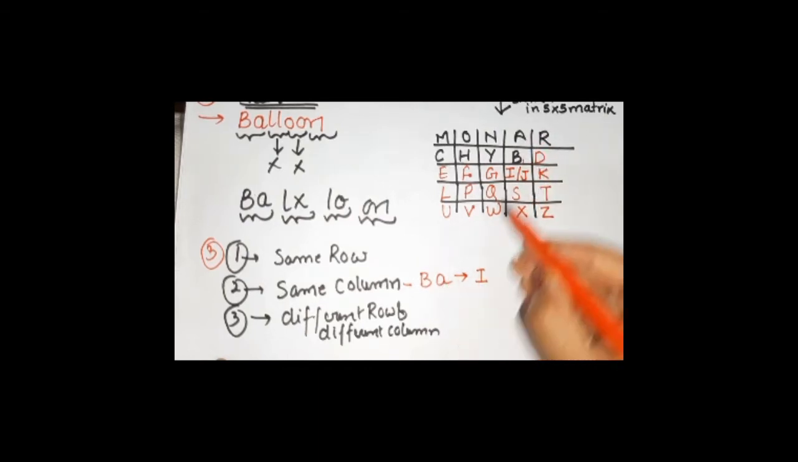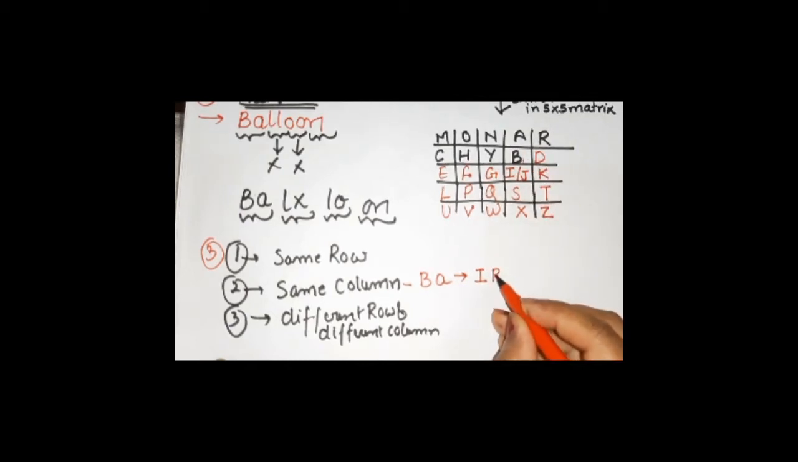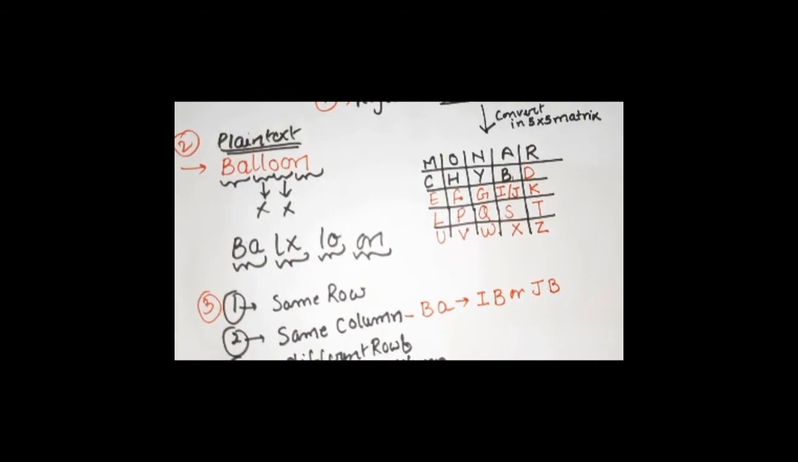And then C for A. A. The letter beneath it is B. So replacing A by B. So the plain text BA is now converted into IB. This is the ciphertext. Or JB. No issues.